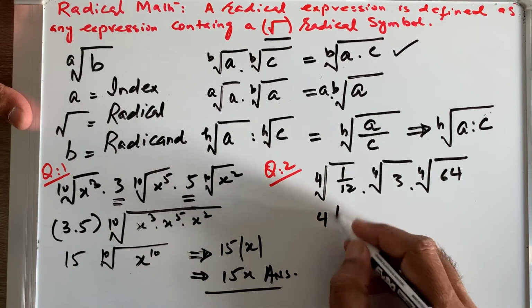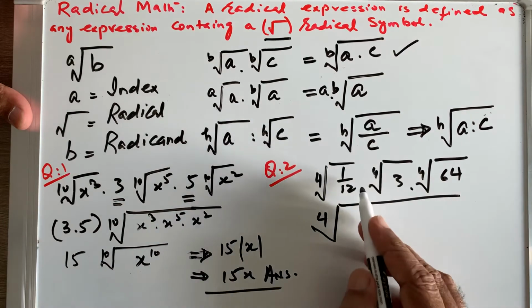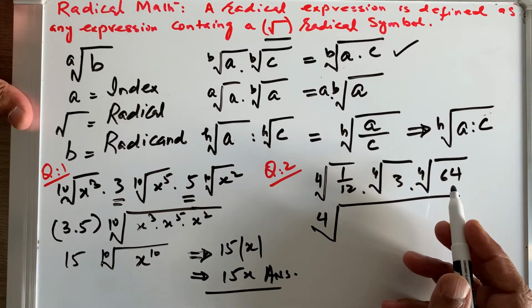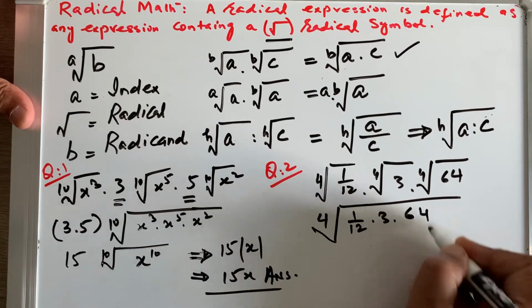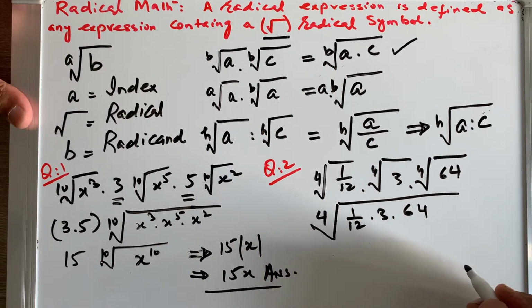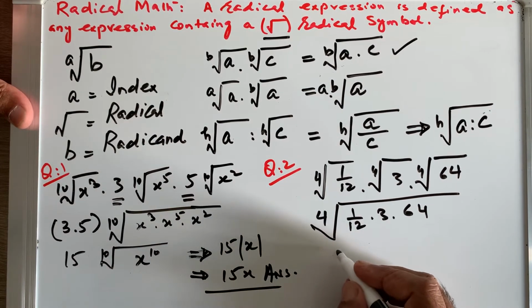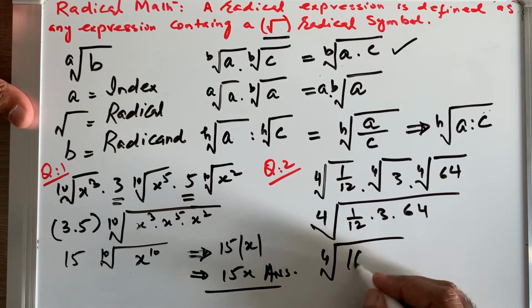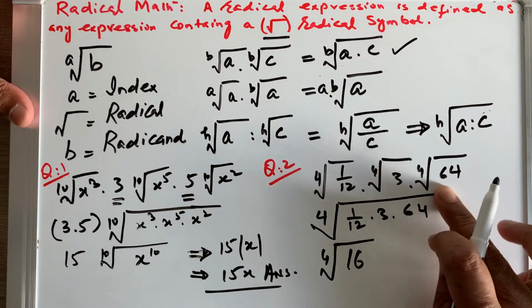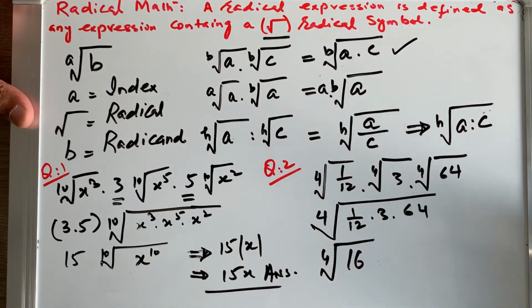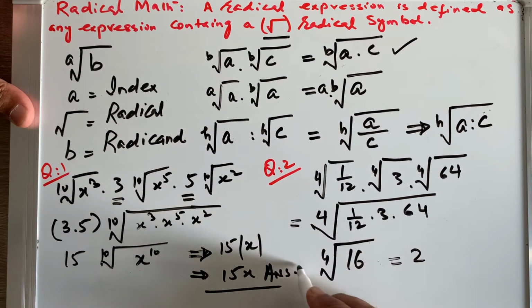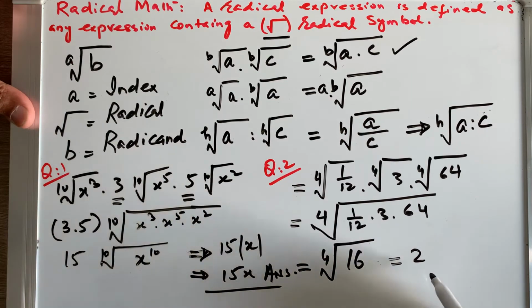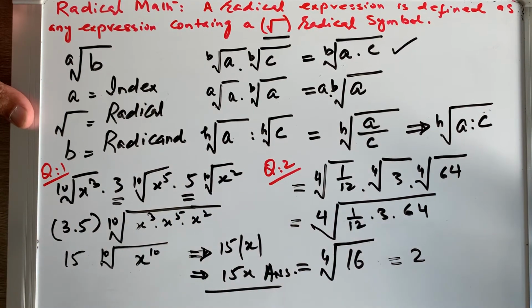So everything which we write here has got index of 4. So I can keep 4 as a constant on the index, and then the radicands can be multiplied. So 1 over 12 times 3 times 64. If I simplify this, what can I get? 16. So what is the 4th root of 16, which is 2? We did this, how to get the 4th root, right? If 2 is multiplied 4 times, it gives me 16. So this is how we calculate this.